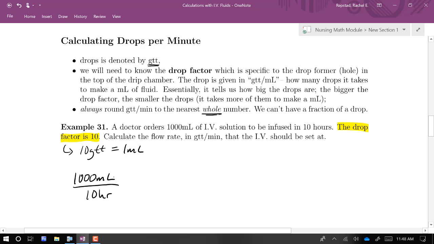That'll give me, if I stop there, milliliters per hour. But I want drops per minute. So I know that there's, in 1 milliliter, 10 drops. So I'm going to start there. I have to put the milliliters on the bottom to get those to cancel.